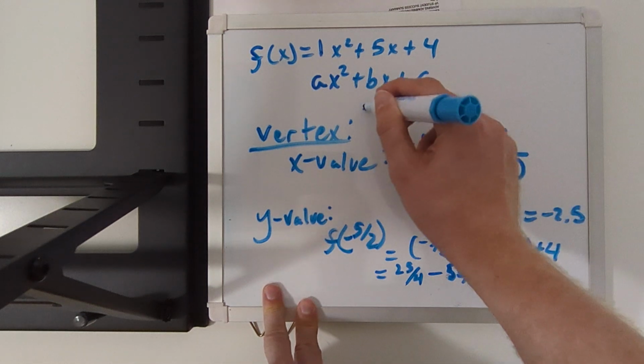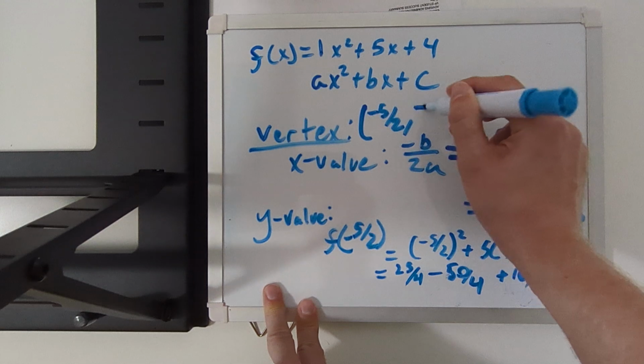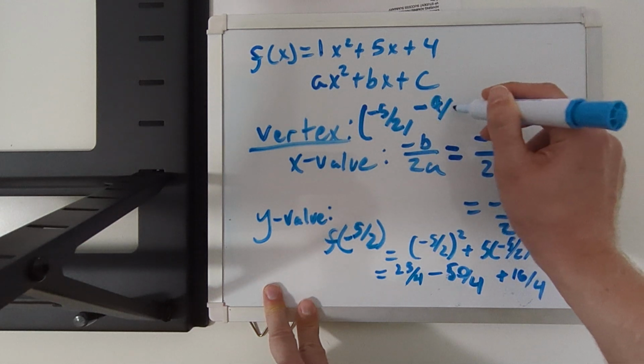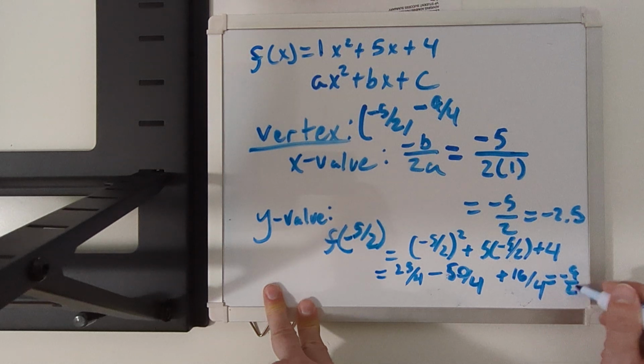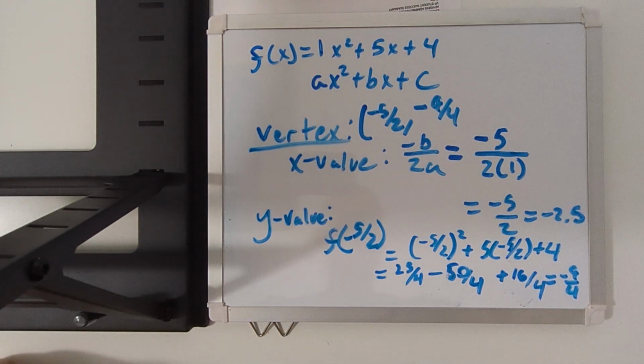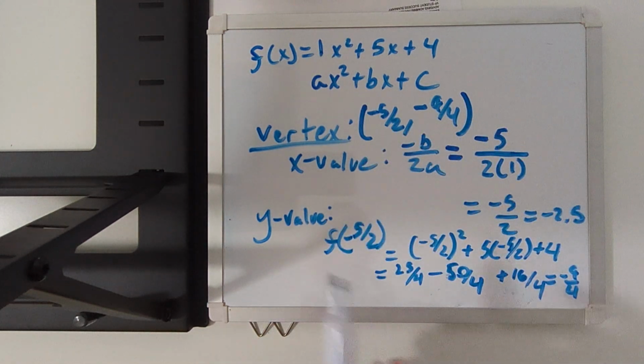So the vertex would have an x value of negative 5 halves and a y value of negative 9 fourths, or negative 2.25. Did I get that right? Yeah. Okay, this is one method to get the vertex. I'm going to show you an alternate method. So method number two.